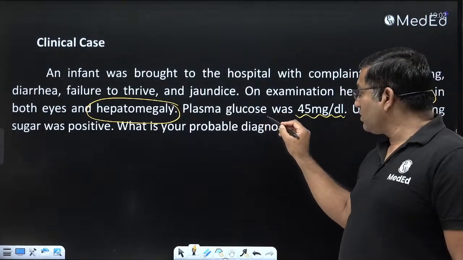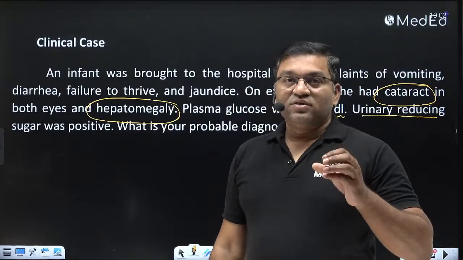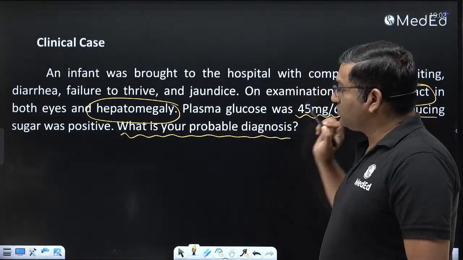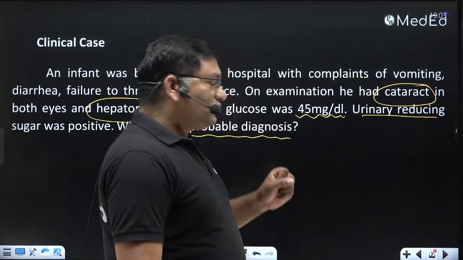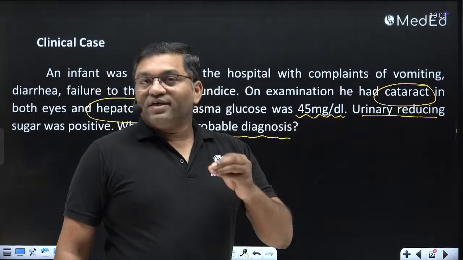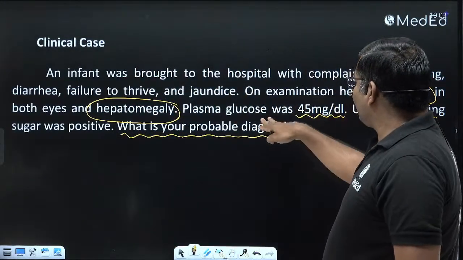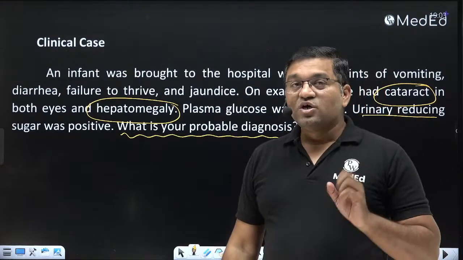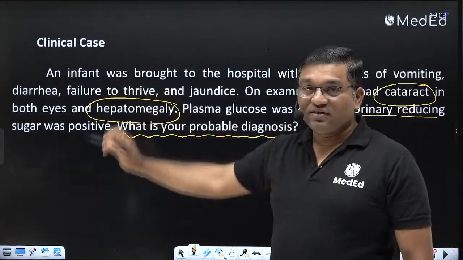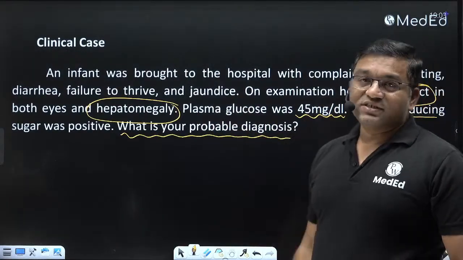Now see, plasma glucose is low and urinary reducing sugar was positive, means Benedict test is positive here. And what is the question, what is your probable diagnosis? So think about the different clinical case. It looks like this is a case from carbohydrate metabolism, because there is comment on the plasma glucose level, also urinary reducing sugar was positive. Now see here, hepatomegaly, congenital cataract means cataract in both eyes. Infant means less than 1 year of age. So failure to thrive, vomiting, diarrhea and jaundice, these are the clinical symptoms.